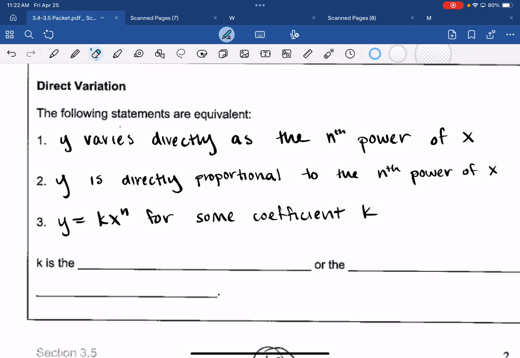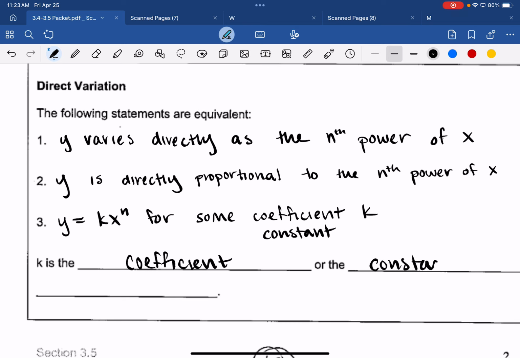Okay. Does it help you? You also can write constant. K is the coefficient in front of x, but it's also a constant term. It's never going to be a variable. So in this last part, if anything, write this down: the coefficient or the constant of variation.